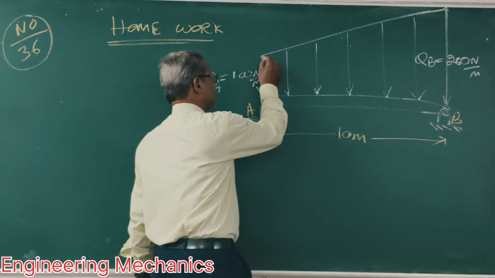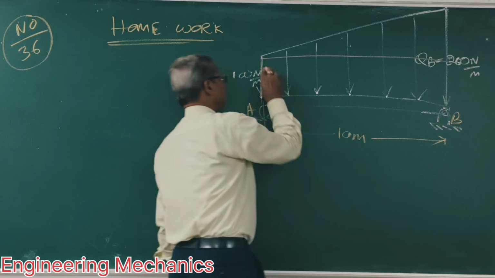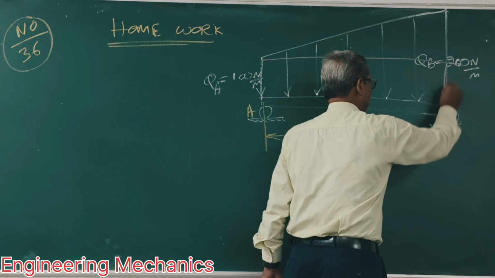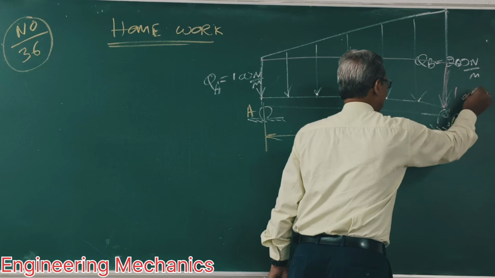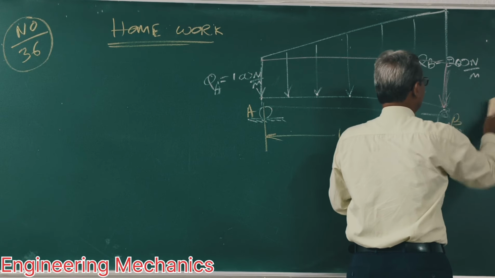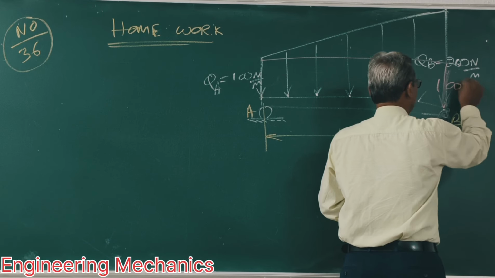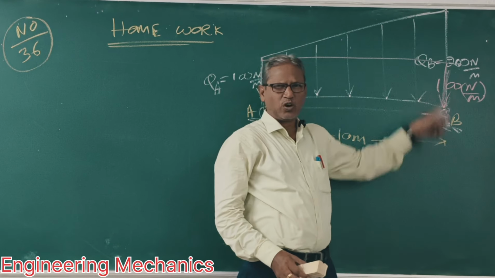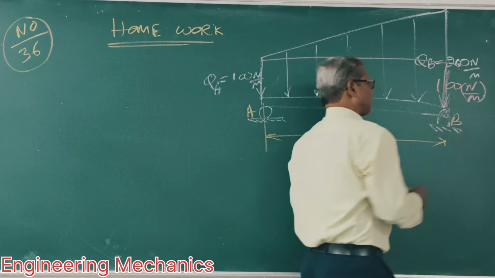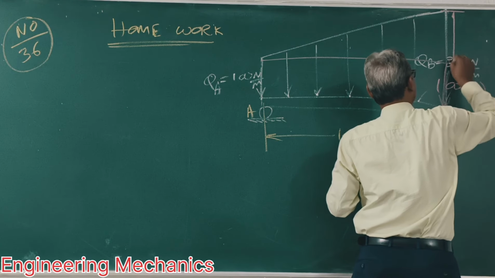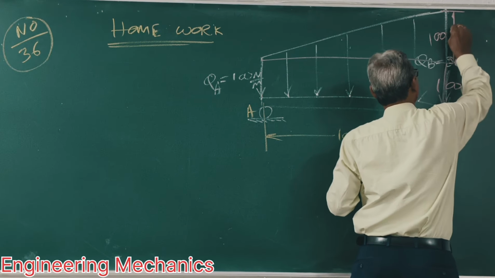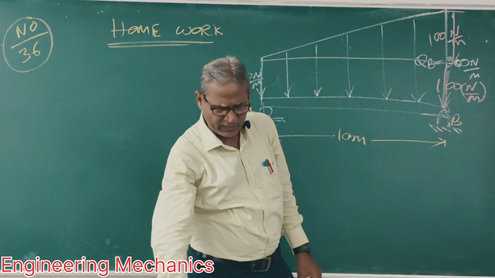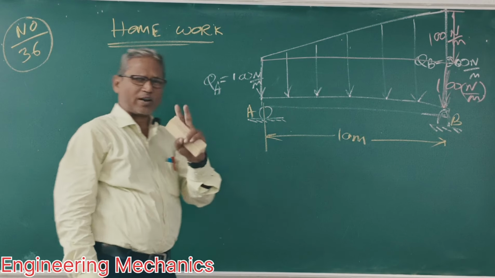First, find the load. Suppose this is 100 Newton per meter. This is also 100 Newton per meter. The total is 200 Newton per meter. So what is this rest amount? This is 100 Newton per meter. Clear?